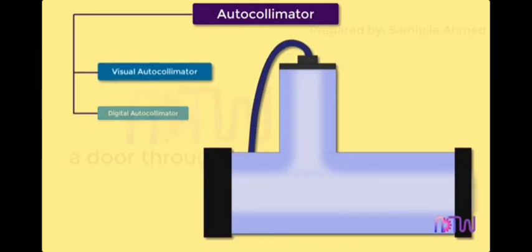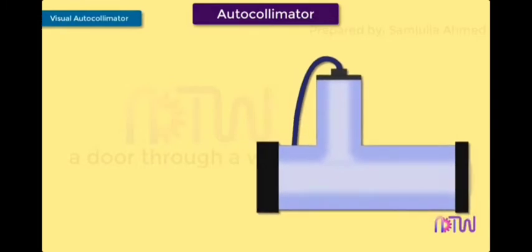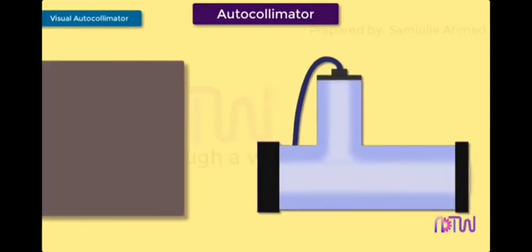This video covers the visual autocollimator. A visual autocollimator can measure angles as small as 1 arc second, that is 4.85 microradians, while an electronic autocollimator can have up to 100 times more resolution. This video will cover the following about the visual autocollimator.